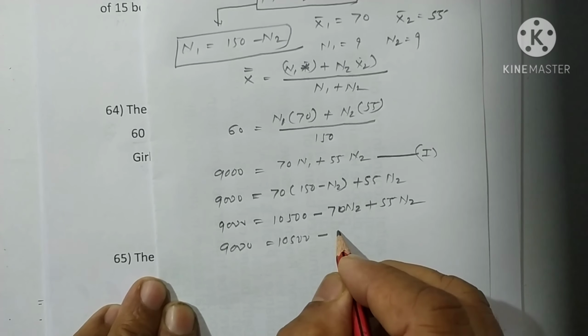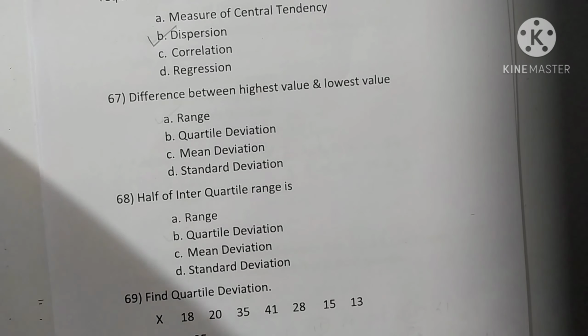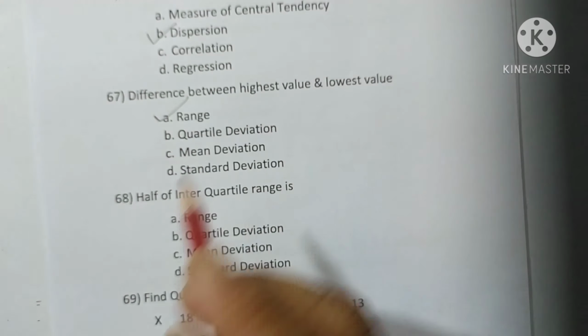A is option. The spread of actual values from average is called a dispersion. To compare variety of data, the study of dispersion is required. Option B is correct one. Difference between the highest value and lowest value is a range. Half of interquartile range is called a quartile deviation.